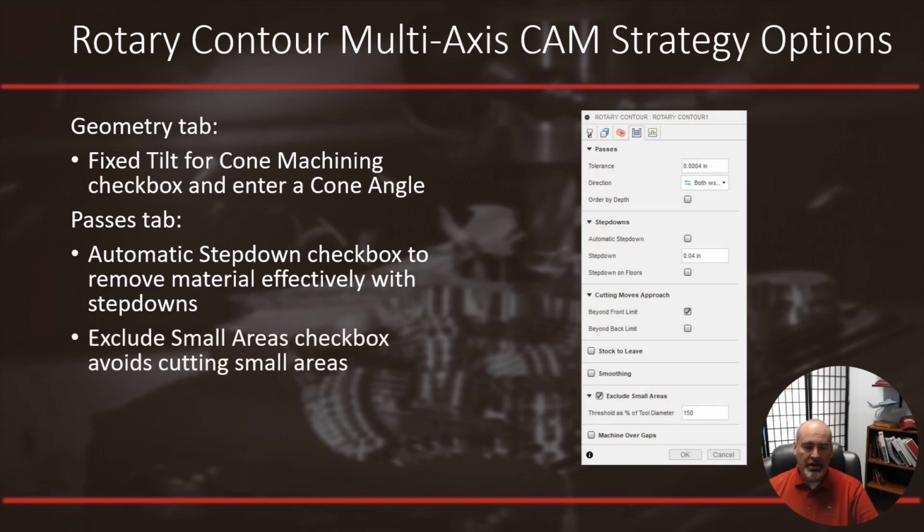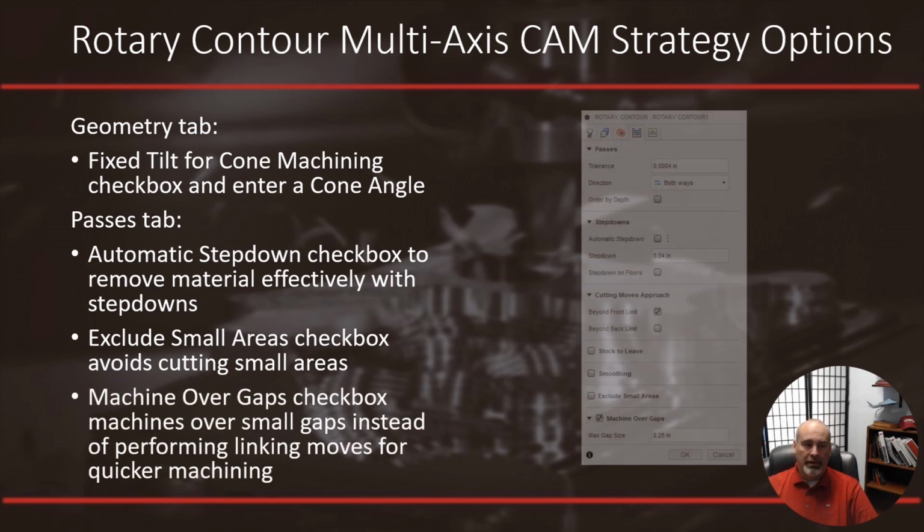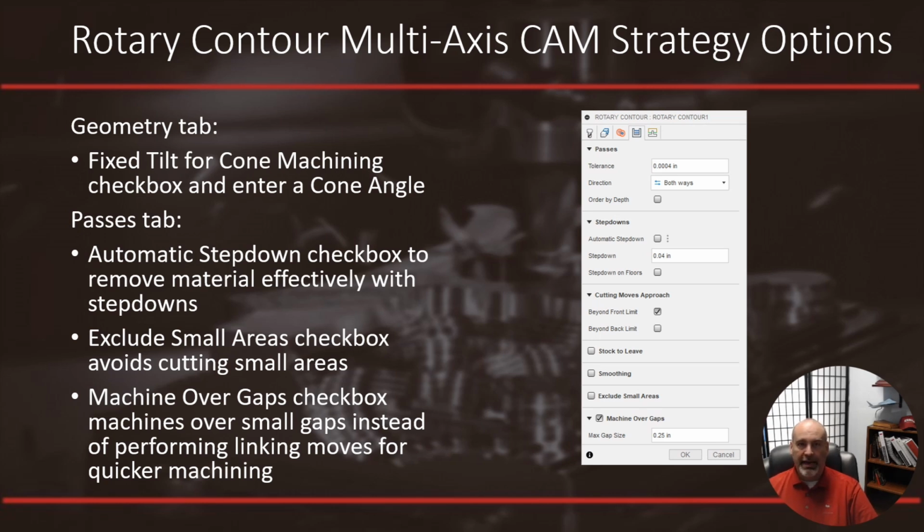We also have an option to exclude small areas by tool diameter, where you can put a threshold of what size cutter will go down into the space. Perhaps you intend to go back with a smaller cutter to clean up that area. And lastly, you have a machine over gaps checkbox, and that machines over small gaps instead of performing linking moves for quicker machining. So that'd be like retracts up to the retract plane. It'll generate a code that goes in a G01 or feed rate mode over that feature.